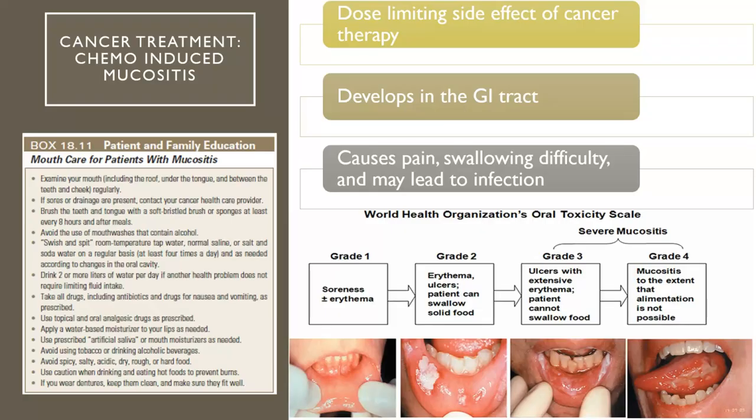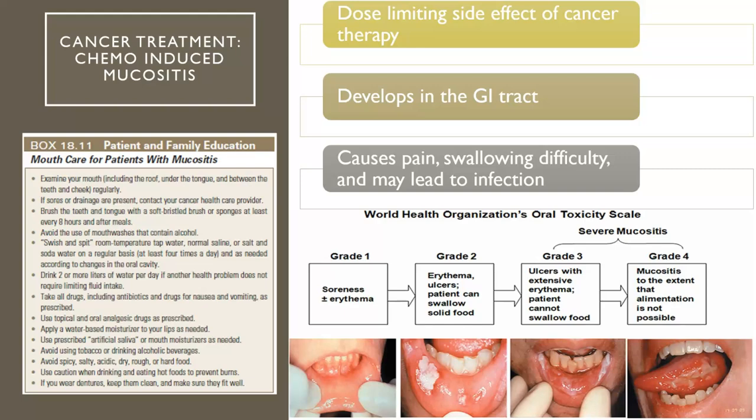Take all drugs, including antibiotics and drugs for nausea and vomiting, as prescribed. Use a topical oral analgesic. Apply water-based moisturizer to the lips. Use artificial saliva or mouth moisturizers. Lubricate the mouth as much as possible. Don't smoke or drink. Don't eat spicy food.